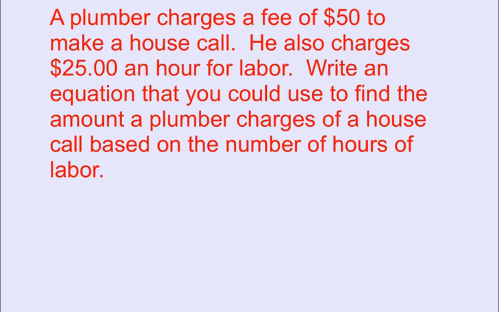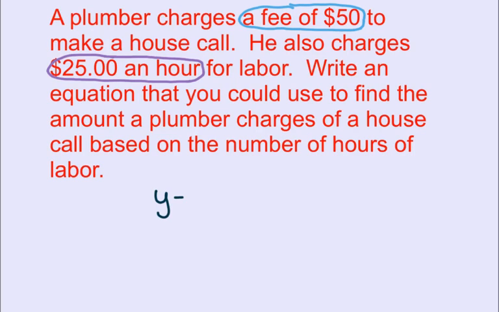So again, we need to pick out the slope. $25 an hour means I'm multiplying 25 times every hour. So that would be our slope. And our initial fee is 50. So the way we set this one up is y equals 25 times x, or 25x, plus 50.